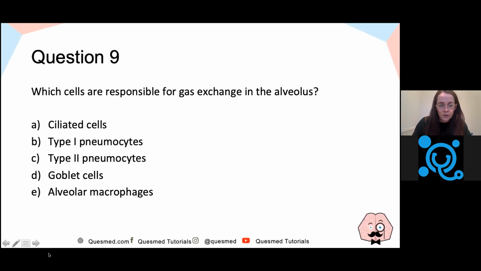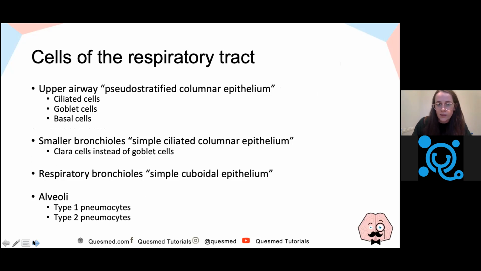Fantastic. So type 1 pneumocytes, that's the correct answer. So we've got a few different types of cells in the respiratory tract. When we're thinking about histology, we have these names. The upper airway histology is classically defined as pseudo-stratified columnar epithelium. So if you see that in an exam, that's generally what it's referring to.